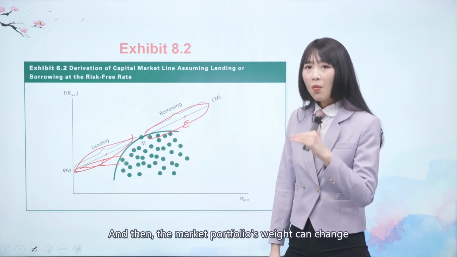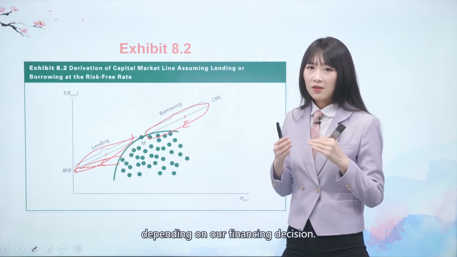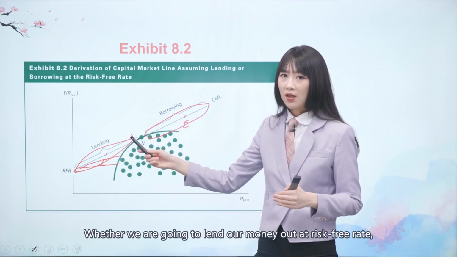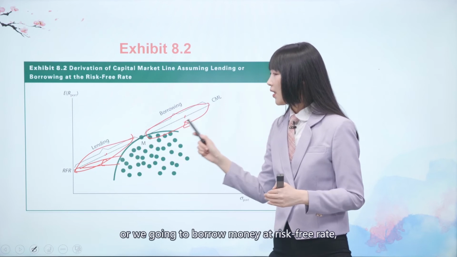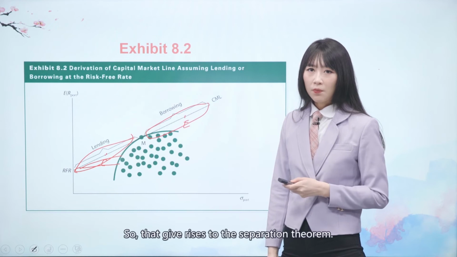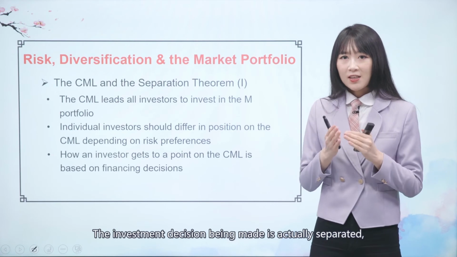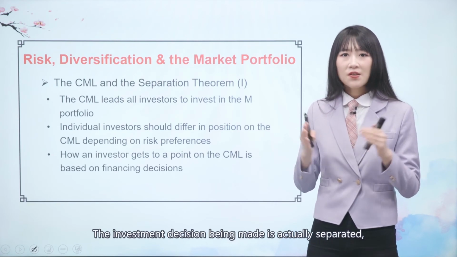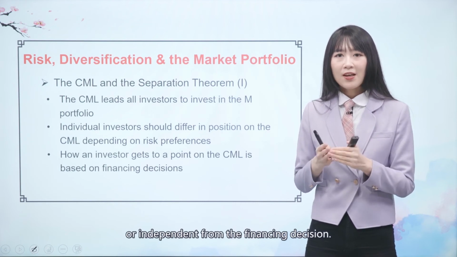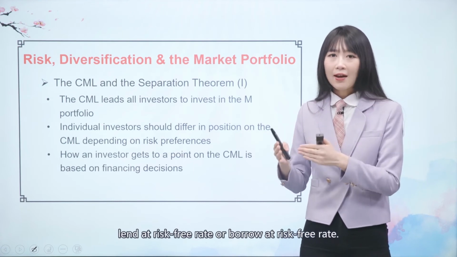And then the market portfolio's weight can change depending on our financing decision, whether we are going to lend our money out at the risk-free rate or we're going to borrow money at the risk-free rate. It depends on our risk tolerance level. So that gives rise to the separation theorem. The investment decision being made is actually separated, or let's say independent, from the financing decision. That's whether we are going to lend at the risk-free rate or borrow at the risk-free rate.